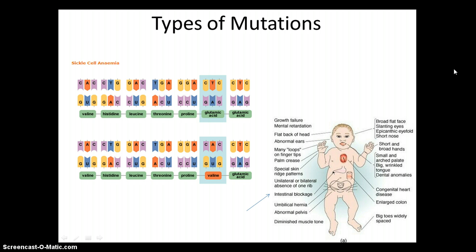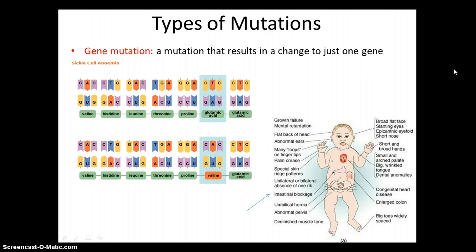Mutations are generally categorized into two groups. The first type of mutation is a gene mutation, and that's a mutation that results in a change in just one gene that codes for one protein. An example of a gene mutation would be sickle cell anemia. There is a protein on your red blood cells that carries oxygen around, and if this protein gets mutated, it could cause sickle cell anemia.